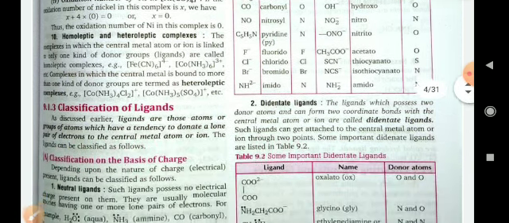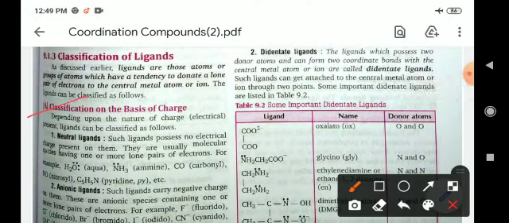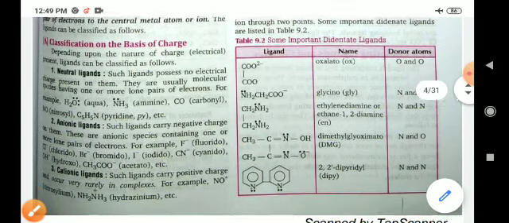Now classification of ligands. First, classification on the basis of charge. Firstly, neutral ligands. Such ligands possess no electrical charge, and they are usually molecular species having one or more lone pairs of electrons. For example, water carries 2 lone pairs of electrons, ammonia carries 1 lone pair of electrons, carbonyl has no lone pair of electrons, nitrosyl NOCl, and pyridine C5H5N. These are basically known as neutral ligands.